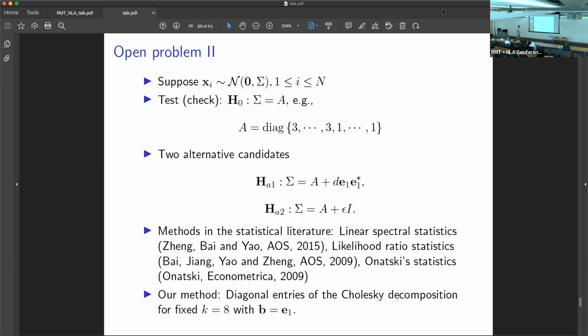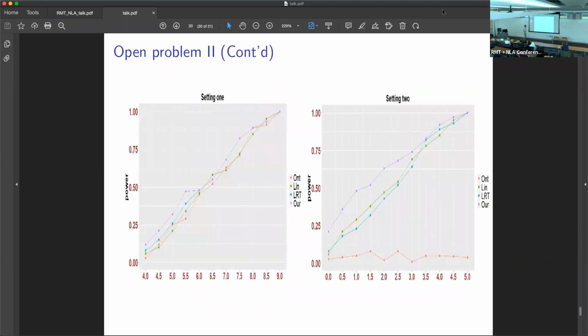I then ask how these different methods work, so I'm trying to study the power. What is the power? It basically means that suppose your sigma is not equal to A, how well are you able to reject the null hypothesis? Roughly, this is the power. In the first setting, which is just the low rank deformation setting, it seems all methods work, but in terms of power, our proposed method seems to be better than the other three methods. Similarly for the other one.